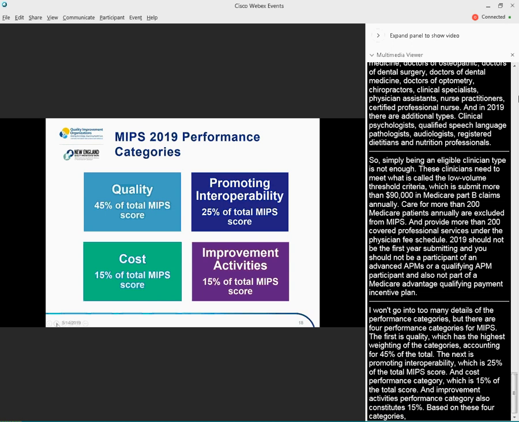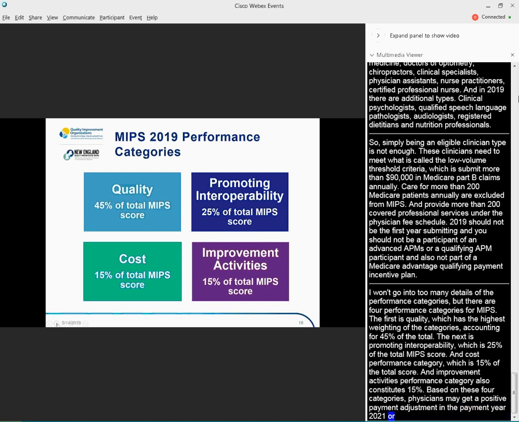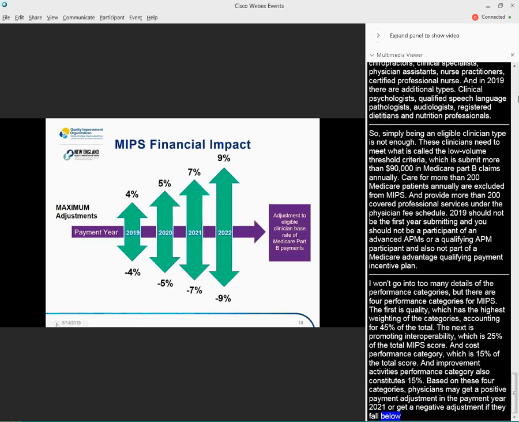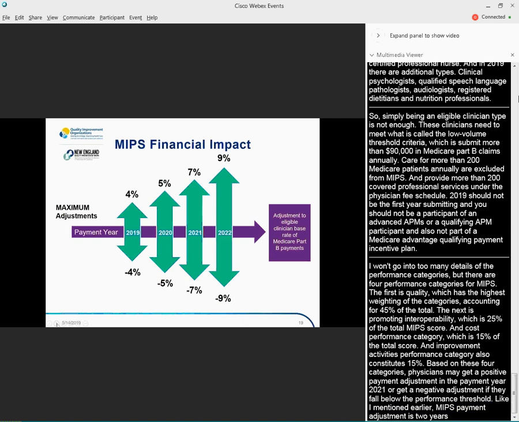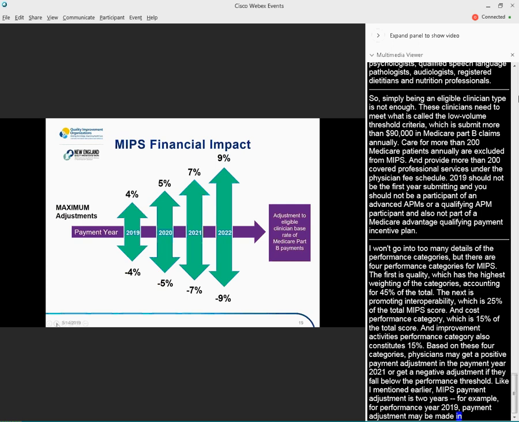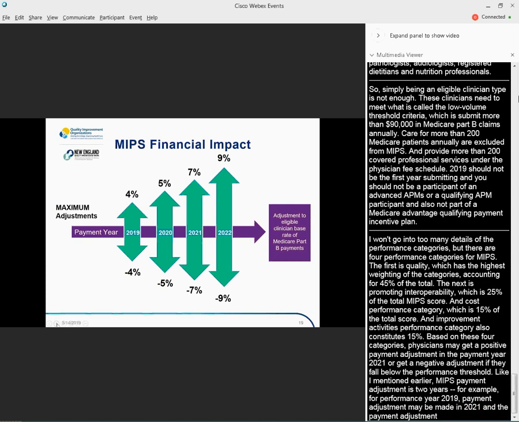Based on performance in these 4 categories, a physician may get a positive payment adjustment in payment year 2021, or get a negative adjustment if they score below the performance threshold, which is set to 30 MIPS points. And like I mentioned earlier, the MIPS payment adjustment is made 2 years after the performance. For example, for performance year 2019, the payment adjustment will be made in 2021. And the payment adjustment for performance year 2019 is plus or minus 7% based on clinicians' performance in the 4 performance categories.